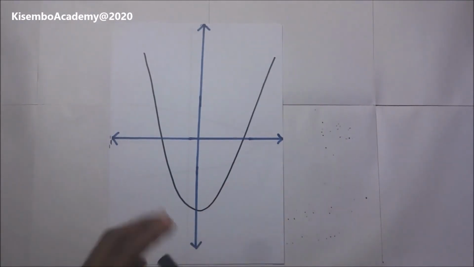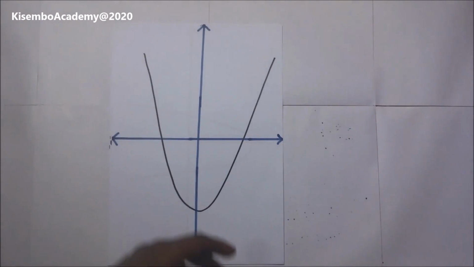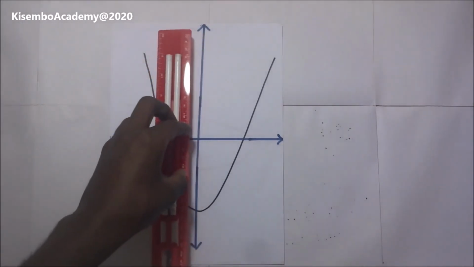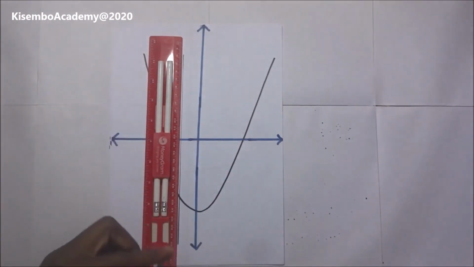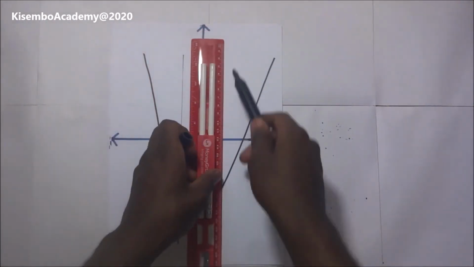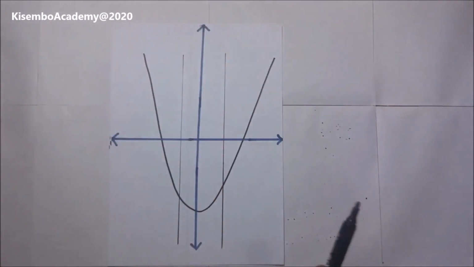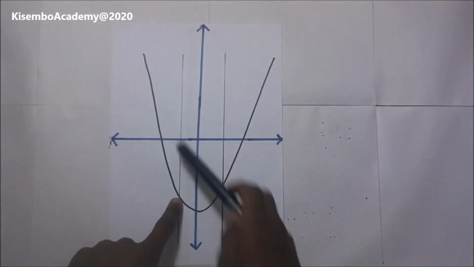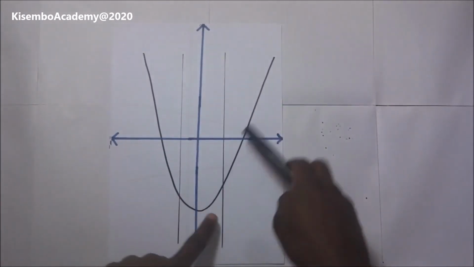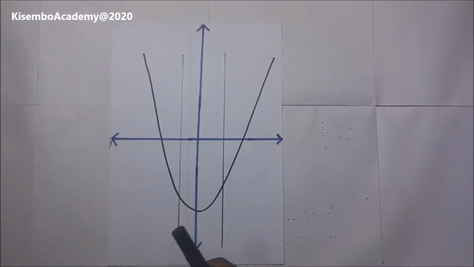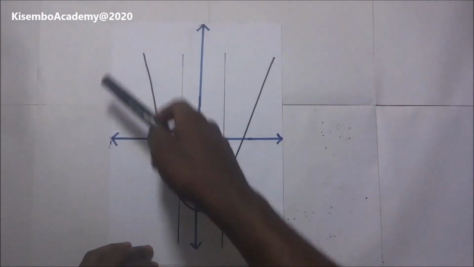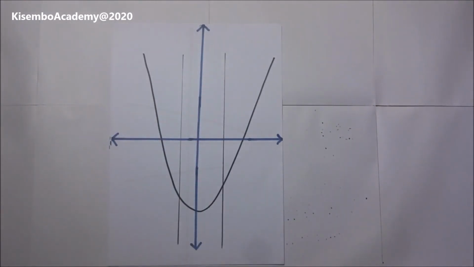But if we are to use the vertical line test, we are simply going to draw a vertical line. So we shall draw a vertical line right there, anywhere. Now when we drew our vertical lines, we realized that this line crossed this quadratic graph exactly once. Even this one, it crossed exactly once. So what does that mean? It means that this quadratic graph is a function, because using the vertical line test, it is crossing this thing exactly once.